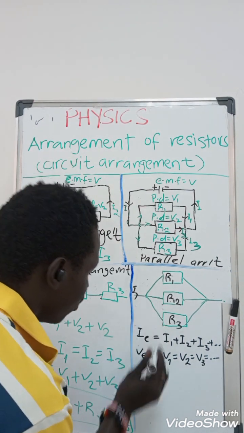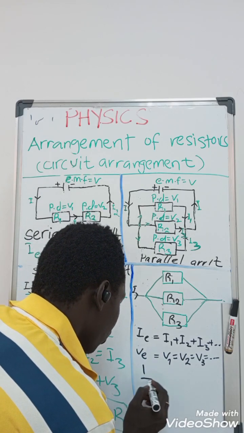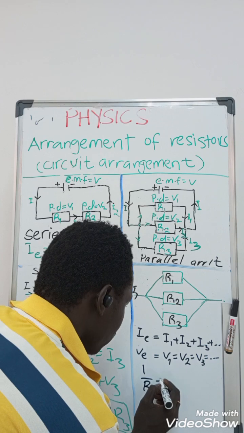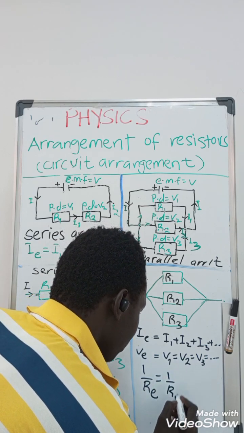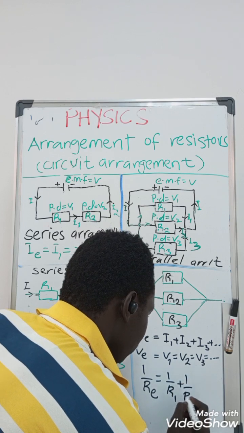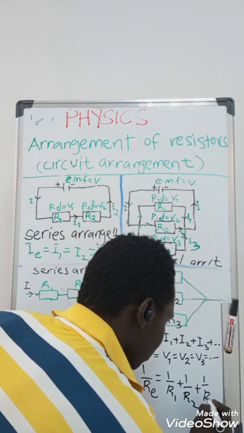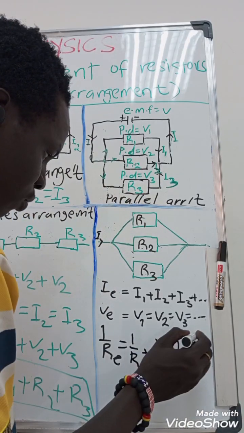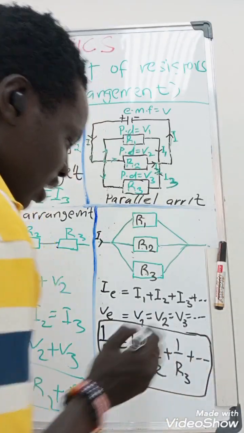This is where we get the equation of parallel arrangement, whereby the reciprocal of effective resistance is equal to the reciprocal of resistor 1 plus the reciprocal of resistor 2 plus the reciprocal of resistor 3, and so on. This is the formula for the resistors under parallel arrangement.